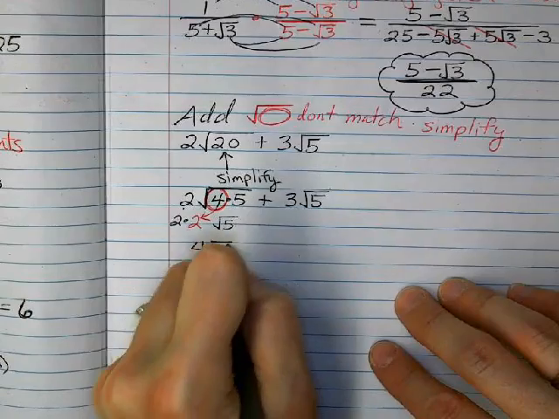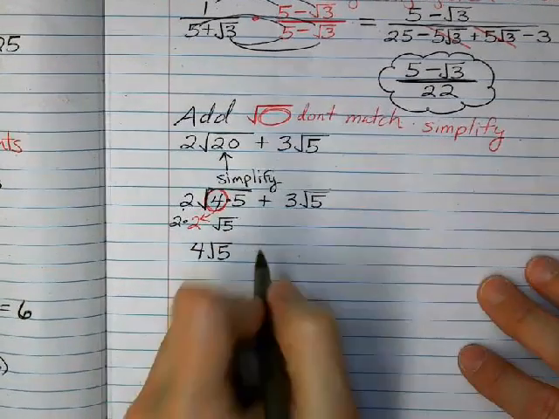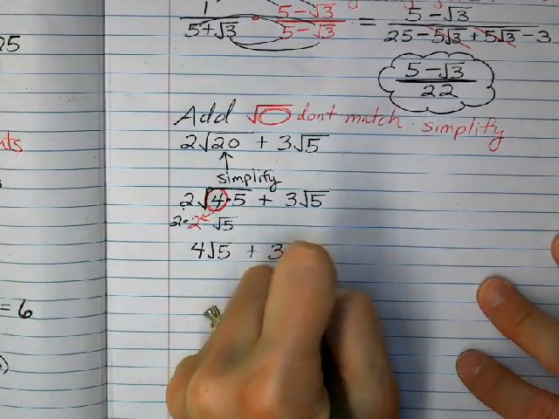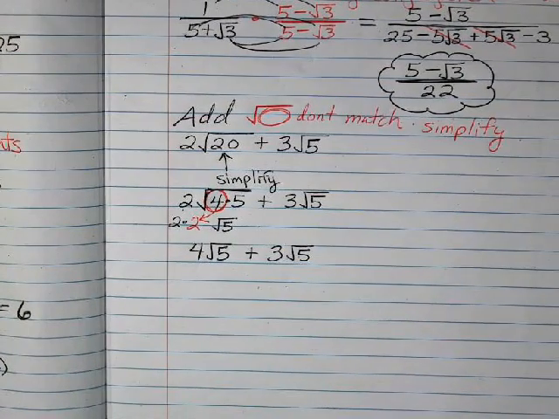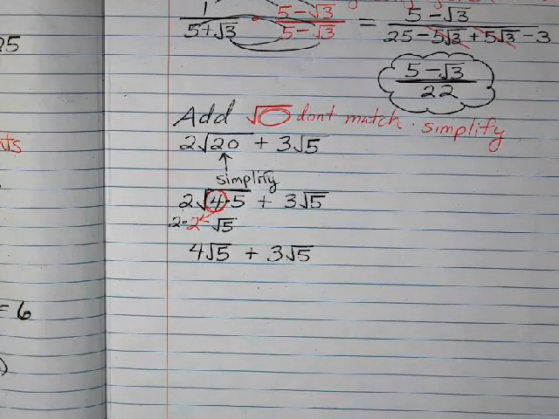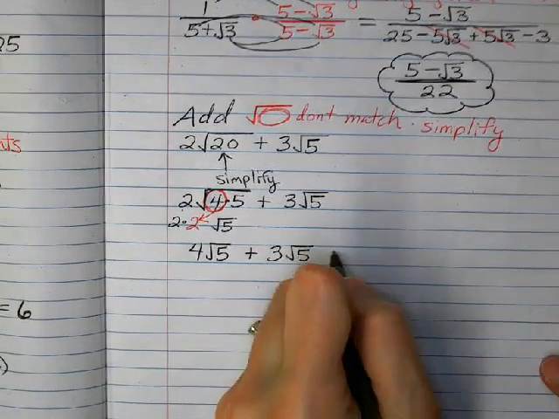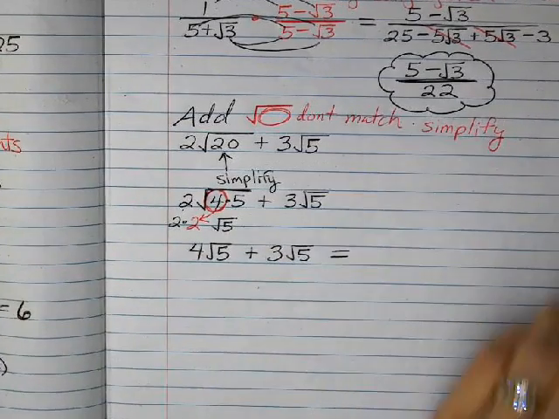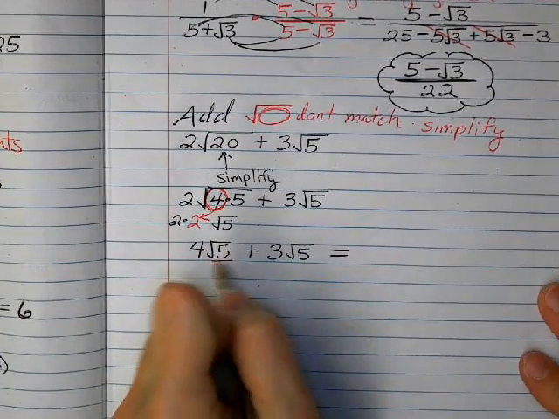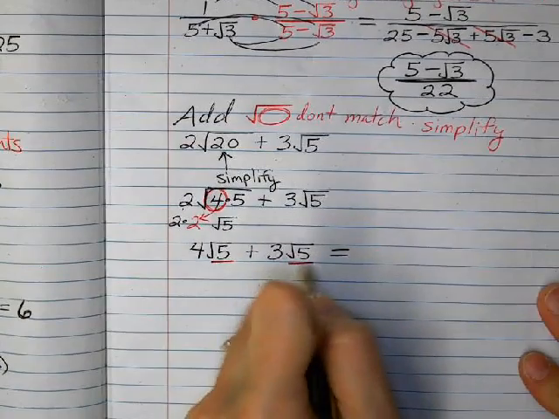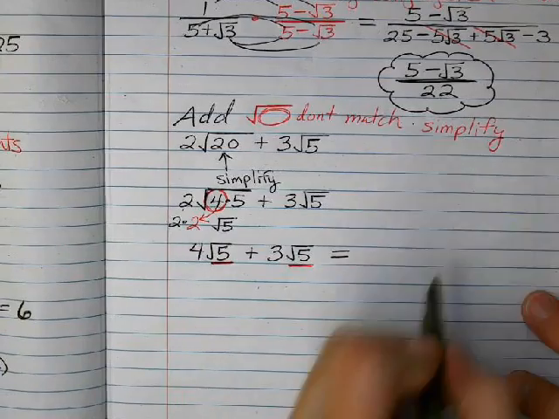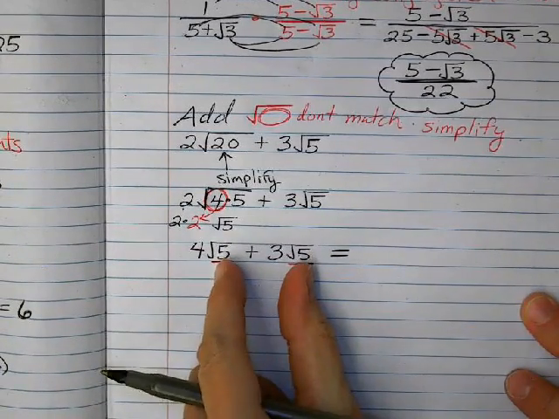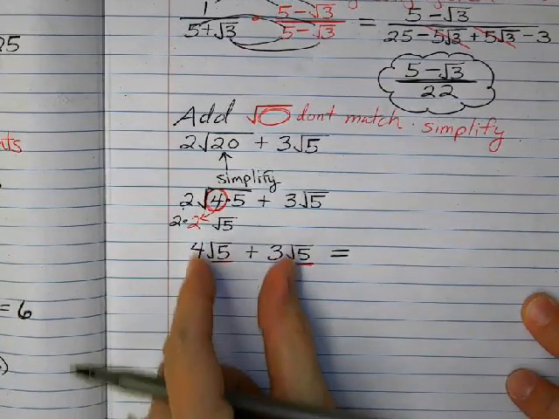Now we're going to be able to add them up, because now they both say square root of 5. Now they match. So now you can literally add them up. It's like this is like the base. Now they match. So now that they match, you don't do anything else with these square root of 5s. You just add the numbers in front. What's 4 plus 3? So the answer is 7 square root of 5. That's the answer.